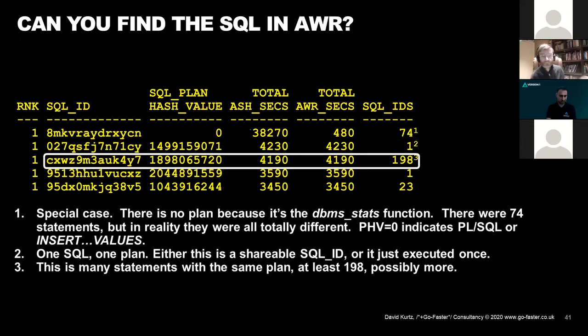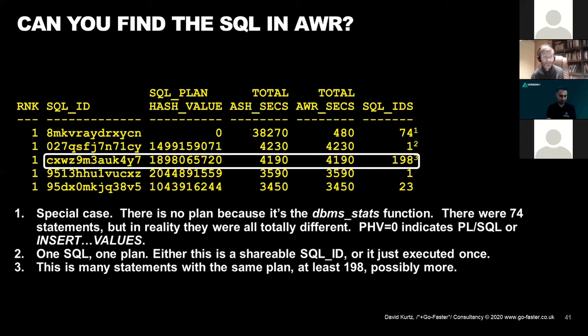But this is the case that we're trying to deal with. This line, plan hash value 189, etc. There were 198 different SQL IDs that exhibited this plan hash value, and SQL ID CXWZ9, etc. That's the one that produced the most DB time for which I know about the SQL ID.